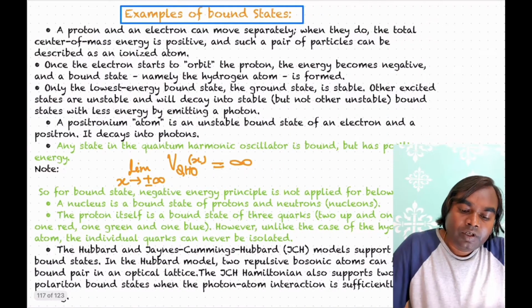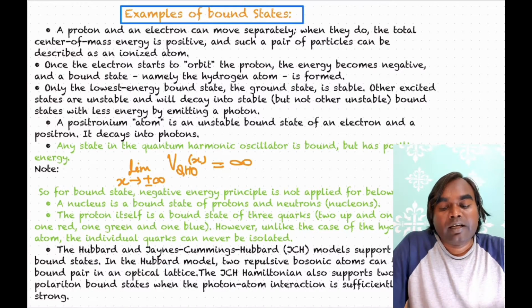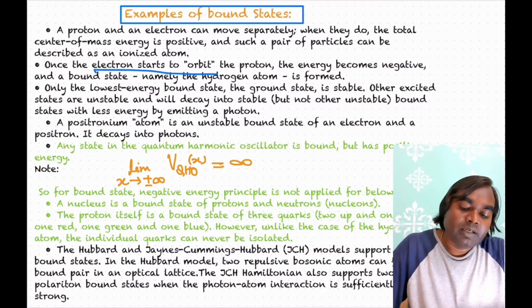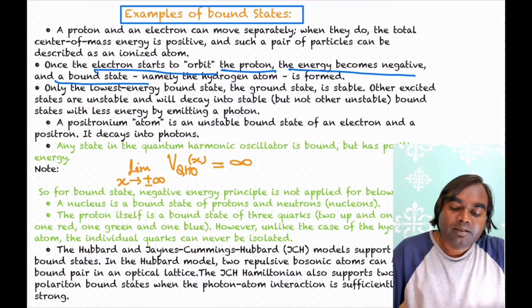So, examples of bound states. What are the examples? A proton and an electron can move separately. When they do, the total center of mass energy is positive, and such a pair of particles can be described as an ionized atom. But once the electron starts to orbit the proton, the energy becomes negative and the system becomes a bound state system, and it forms the hydrogen atom.